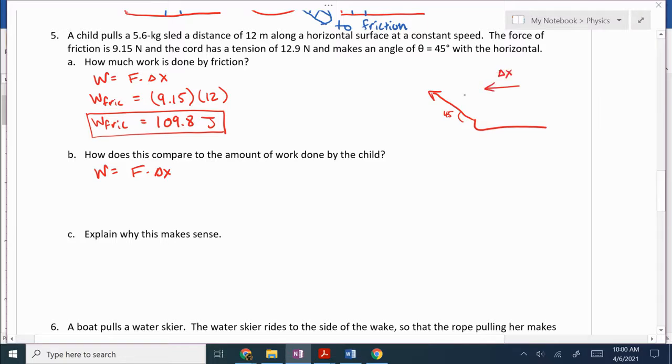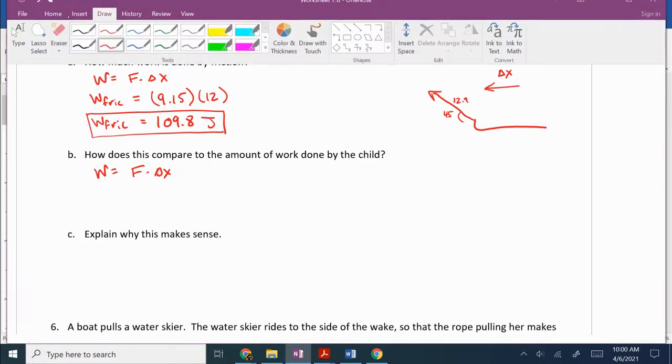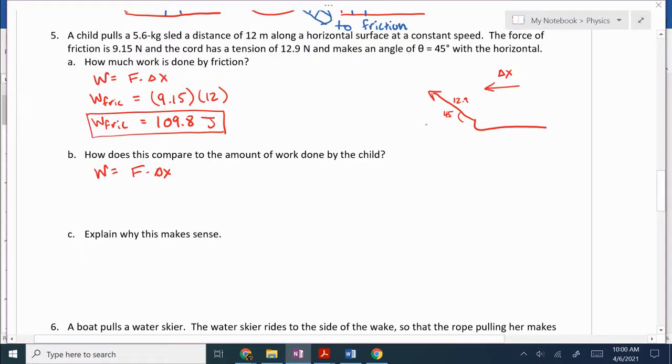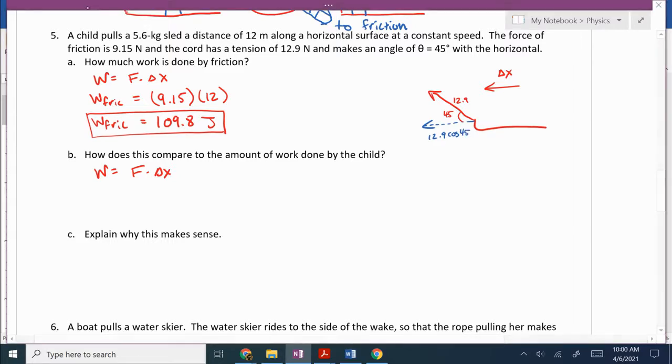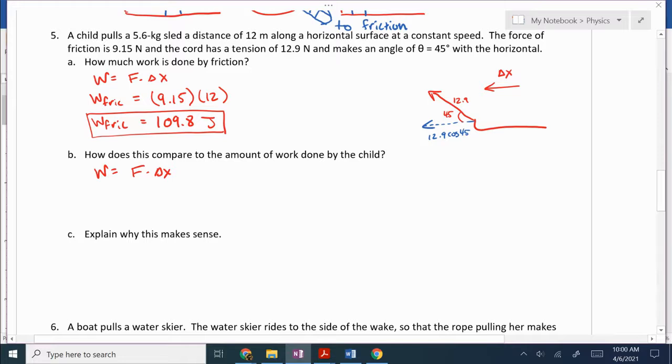So we want only the part that is parallel to the displacement. The displacement is to the left, so I want this 12.9 cosine of 45 degrees. That's the part that is going to be relevant to us. That's the part that actually adds energy to the system, so it does work, versus the 12.9 sine of 45 degrees, which does not do any work. It doesn't add any energy to the system.